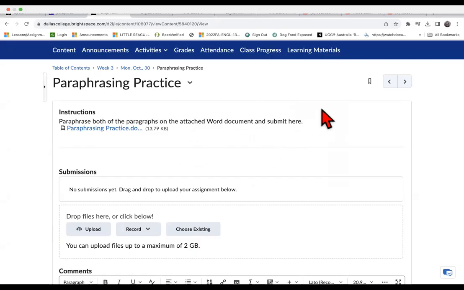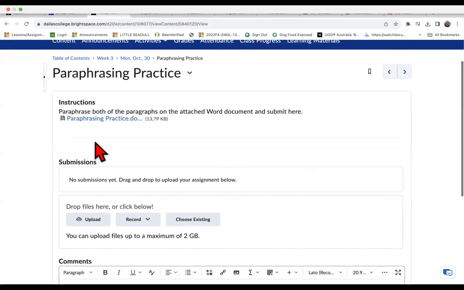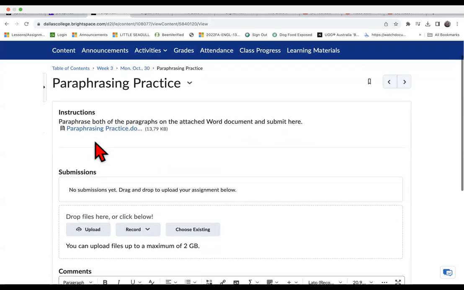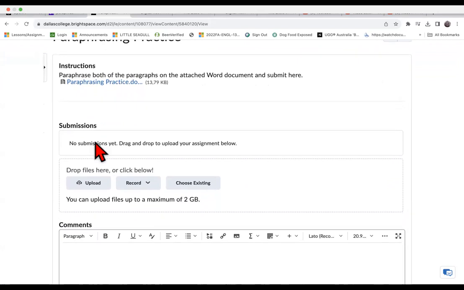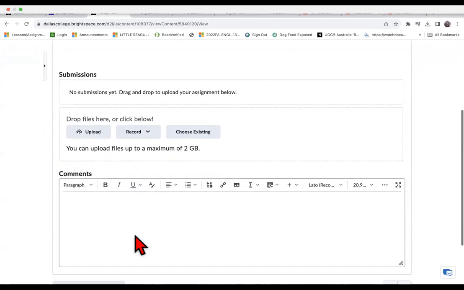So you're going to put your paraphrase in there on both of those, and then you are going to hit upload, and you're going to upload your practice assignment, the two original paragraphs, and you will paraphrase each one of them.